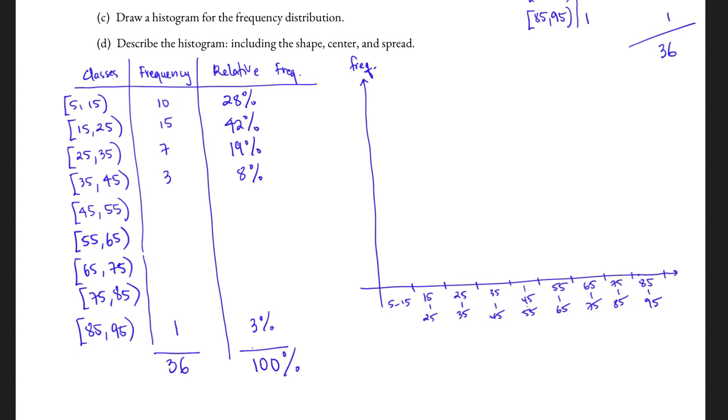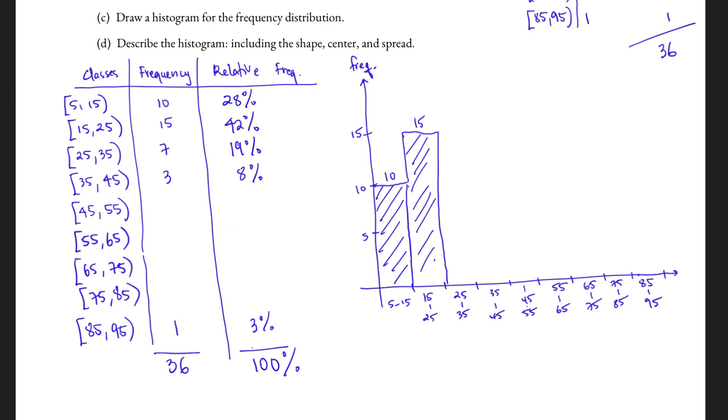The maximum count is 15, and so I will scale this as 5, 10, 15. The first class had 10 count in it, and so we're going to draw a rectangle for the bar. Notice that all of these bars have the same width. The first bar goes all the way to 10 for 10 counts. The second class goes all the way to 15. So we draw a rectangle or a bar with the same width all the way to 15, indicating that there are 15 counts in this second class.